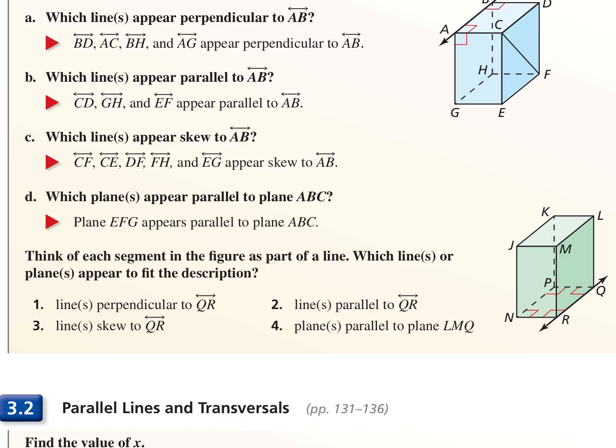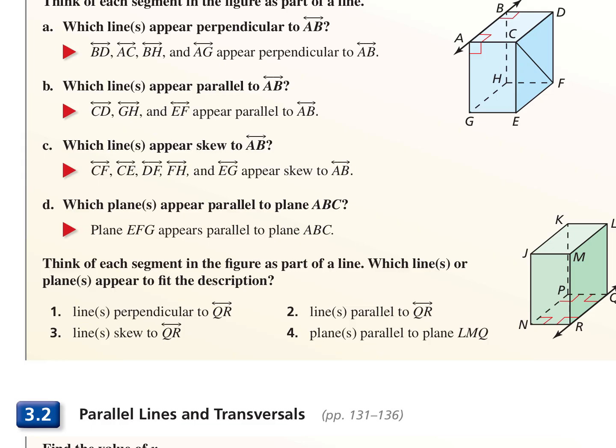So looking at these, number 1, lines perpendicular to QR. You have to find what's perpendicular to that. So looking at it, you should have had 4 answers. I'm going to kind of scoot this over a little. You should have had line RN. You should have had line PQ. Okay, again, don't forget those arrows at the top. You should have had line QL. And the last one is MR.